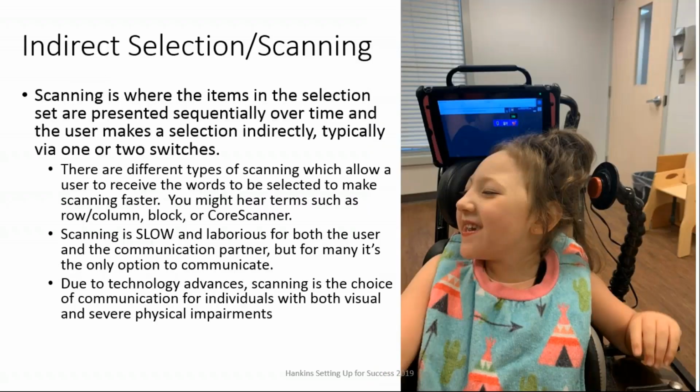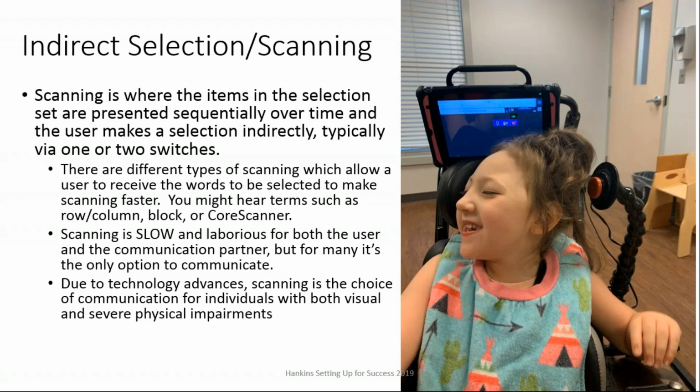Another mode of access is indirect selection or scanning. Scanning is where the items in the selection set are presented sequentially over time and the user makes a selection indirectly, typically via 1 or 2 switches. And there's different types of scanning which allow a user to receive words to be selected. So you're going to hear terms like row column or block or core scanner. And it's slow and laborious for both the user and the communication partner, but for a lot of folks, it's the only option they have for communication.